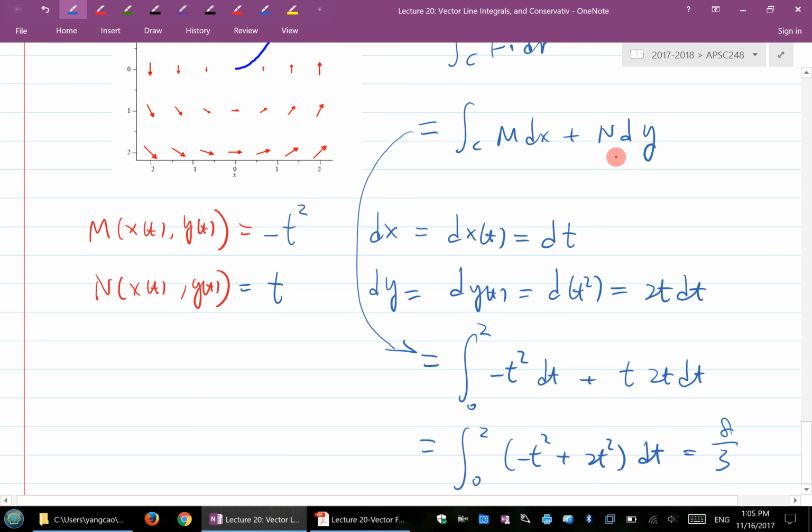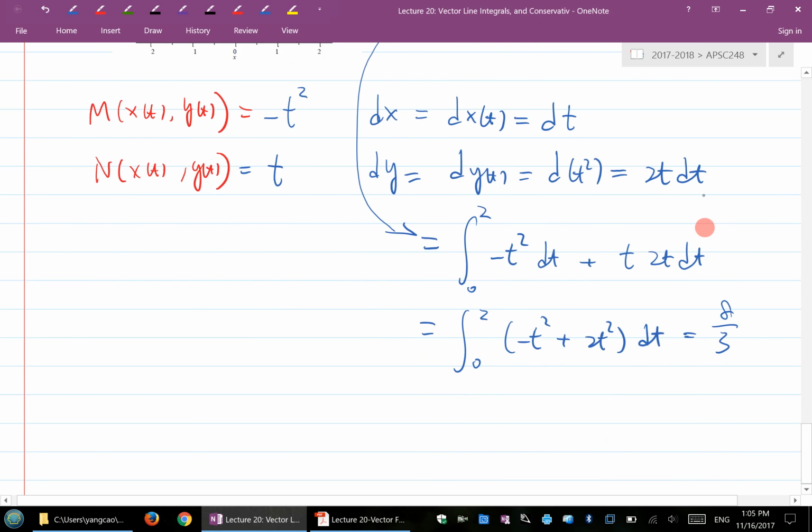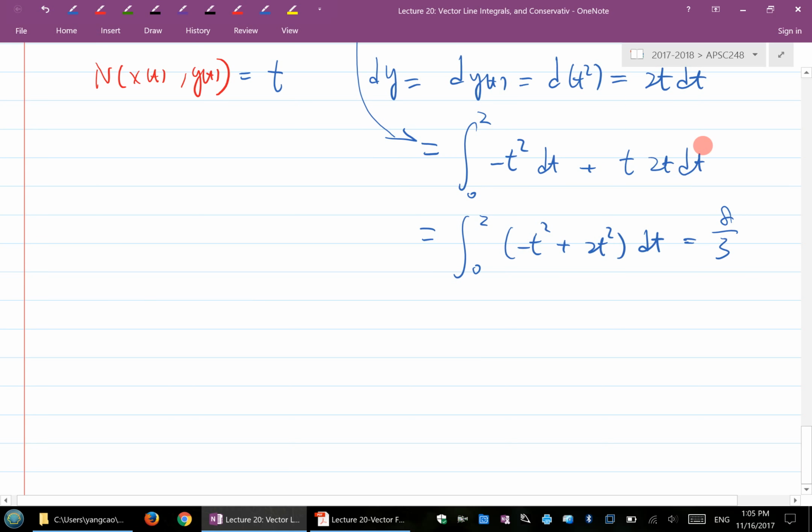Any questions? I think it should be a pretty straightforward type of question. Before we move on, let me give you another simple example. I'm not going to ask you to calculate; just by looking at the example, you will actually be able to tell the answer. But let's look at the example first.